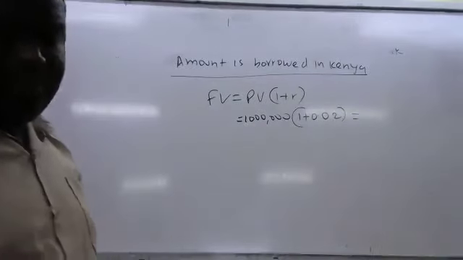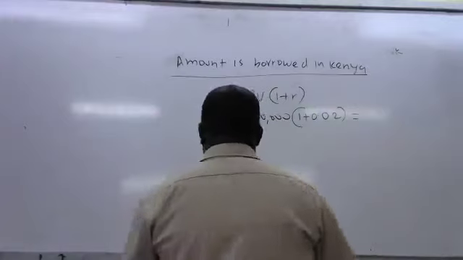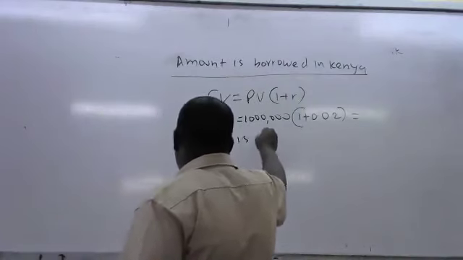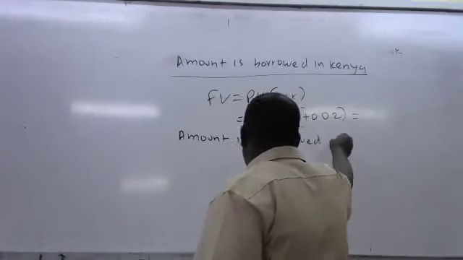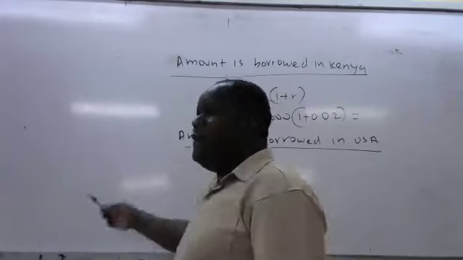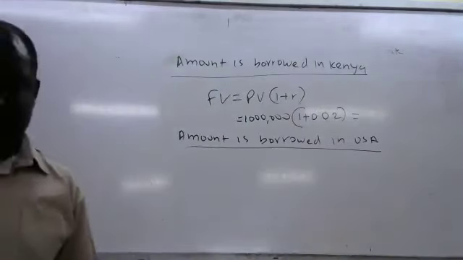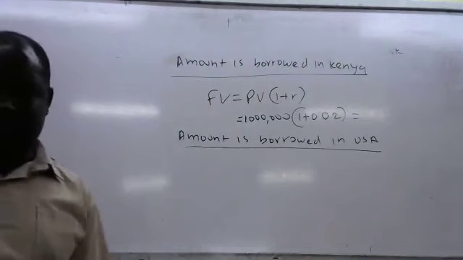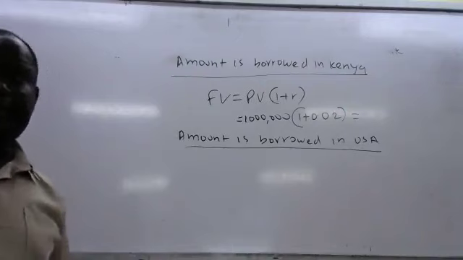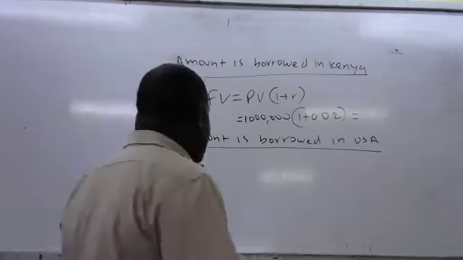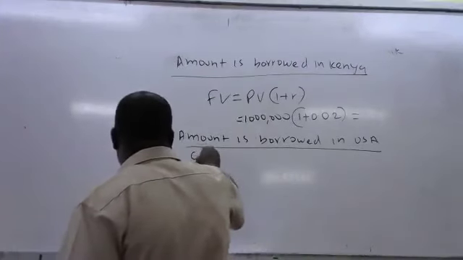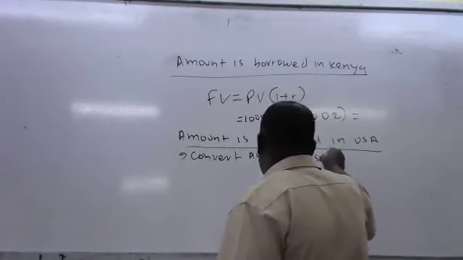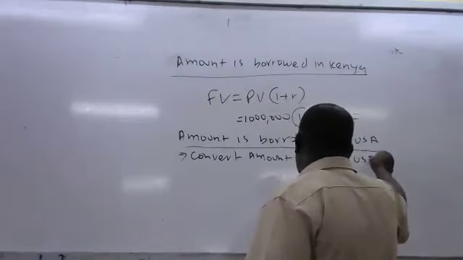Assuming the amount was borrowed in the US. First we know he wants 1 million Kenyan shillings. So the first thing, you need to convert that money into US dollars at the spot rate.